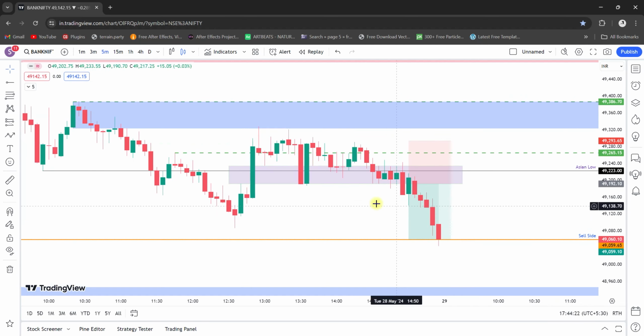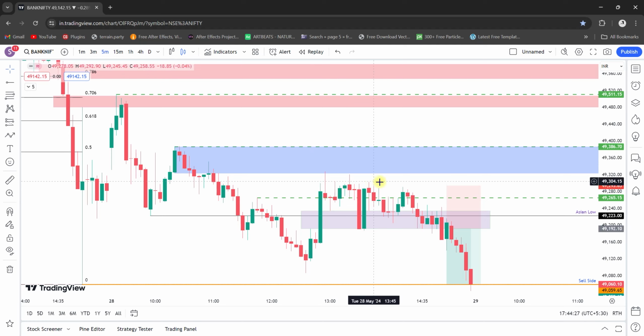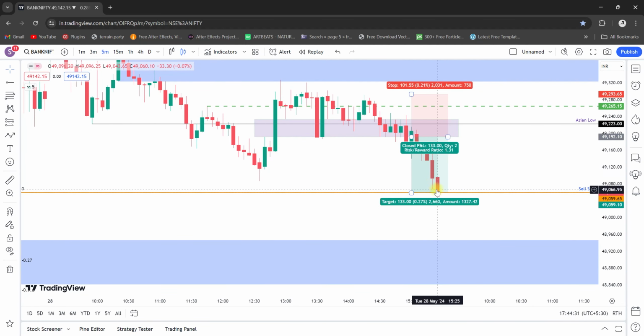Okay, this is what happens today, and I took this trade. I really took this trade, this trade only I took it from here. Then completely we were just waiting for a proper setup. Okay, this is a proper setup, but today the market is closed here.